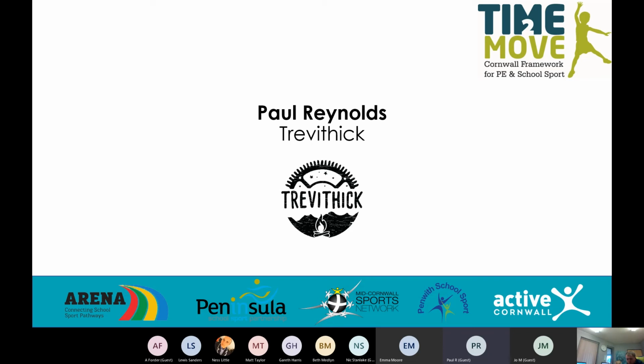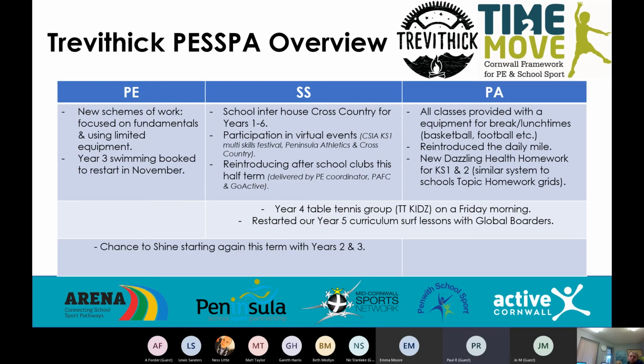I've got my first slide up. It gives an overview of our PESPA for this last half term since we've returned from the lockdown and after the summer. In terms of PE, we didn't create a curriculum, but for this first half term we created new planning that was focused on the fundamental skills across the school from years 1 to 6, but also limited equipment. So it was things that the teachers could put out and pick up that the children didn't really have to use. And then towards the end of the unit, when there were things they used, they had one each.